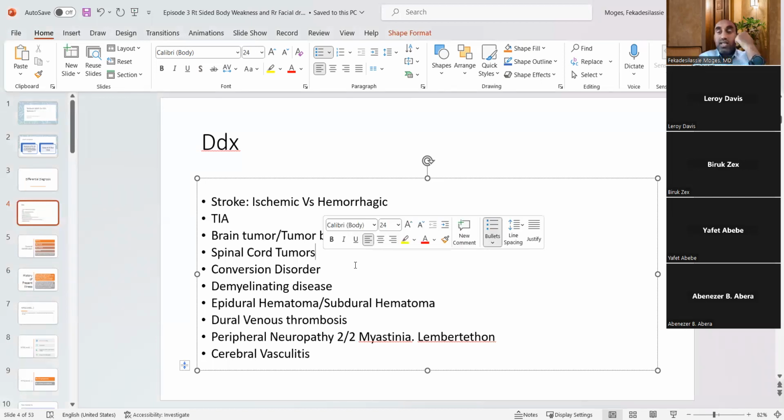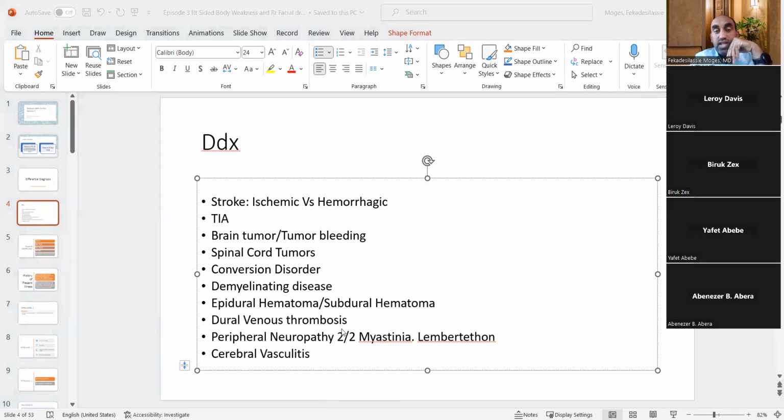Spinal cord tumors. What's against the spinal cord tumors? The spinal cord tumors could be a possibility. That is right, because they can compress the spinal cord and right-sided body weakness can happen. But the problem is, in this particular patient, there is something else in the presentation, the facial weakness. No, it doesn't explain the facial. Yeah. So the facial nerve involvement, Dabiba, thank you so much.